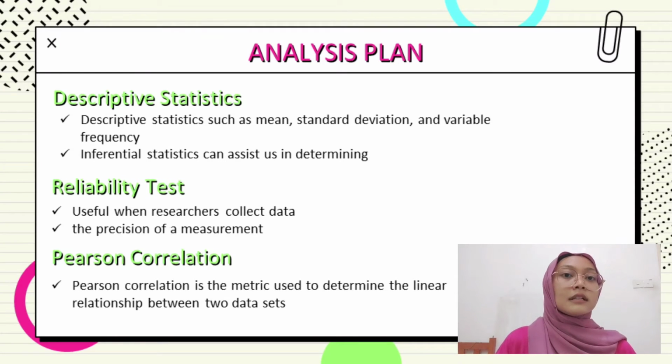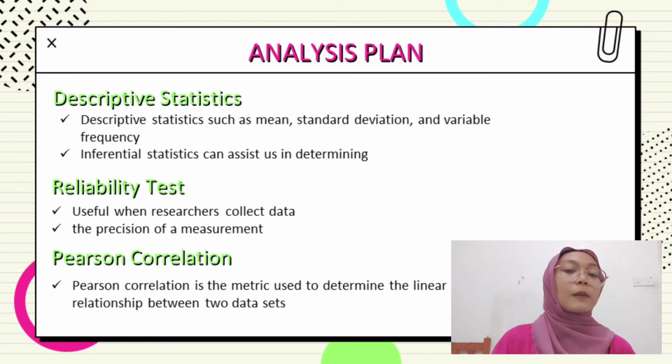Descriptive statistics such as mean, standard deviation, and variable frequency are used to characterize or summarize the characteristics of a sample or data collection. Inferential statistics can assist us in determining what the main elements in a data sample tick. Respondents were asked to provide information such as their age, nationality, gender, ethnicity, and socio-economic status.